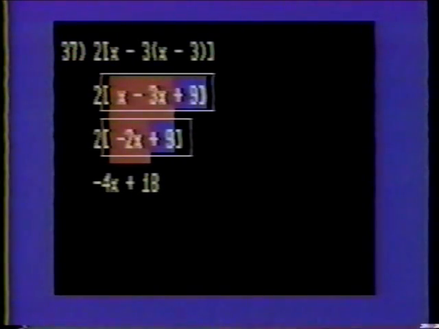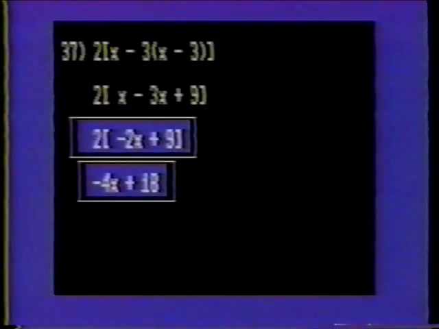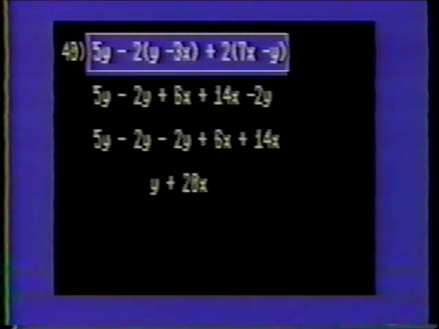Next, simplify the items within the brackets. X minus 3x plus 9. There is only one set of like terms within the brackets, x and negative 3x, which is negative 2x. Therefore, we have negative 2x plus 9. Finally, multiply the items inside the brackets by 2, which is negative 4x plus 18.